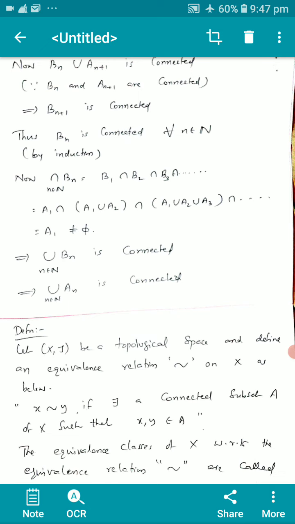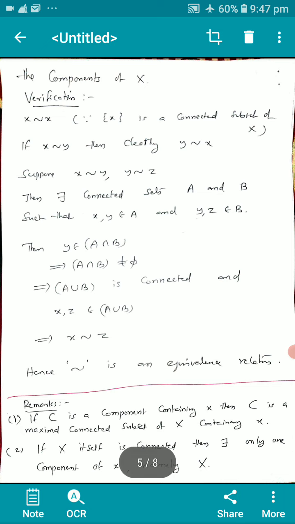Next definition we are taking: let X be a topological space and define an equivalence relation tilde on X as below. x tilde y if there exists a connected subset A of X such that x and y are elements of A. The equivalence classes of X with respect to the equivalence relation tilde are called the components of X.